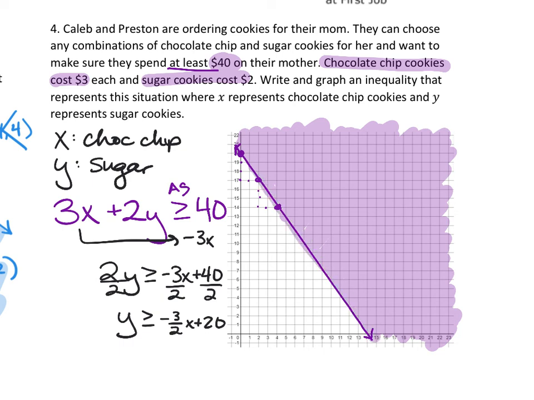Let's look at some combinations. Is it possible for them to get 14 chocolate chip cookies and get 15 sugar cookies? Absolutely, that's in the shaded region. Can they get their mother 2 chocolate chip cookies and 17 sugar cookies? Yes. Can they get their mother 7 chocolate chip cookies and 6 sugar cookies? No, that's not in the shaded region. They didn't spend at least $40, so that one is not a solution.